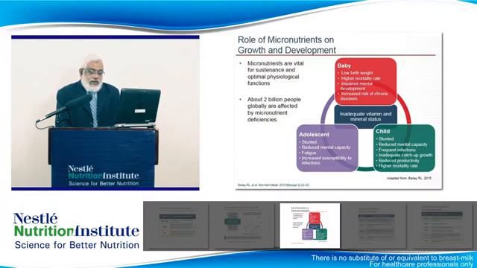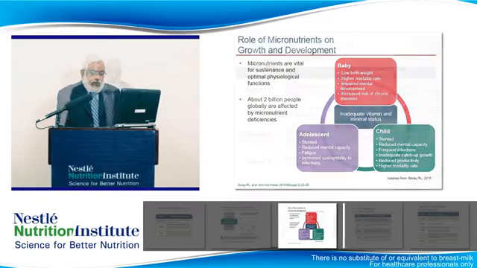In childhood, it causes stunting, reduced mental capacity, frequent infections, inadequate catch-up growth, reduced productivity, and higher mortality rate. And in adolescents, again it causes stunting, reduced mental capacity, fatigue, and increased susceptibility to infections.